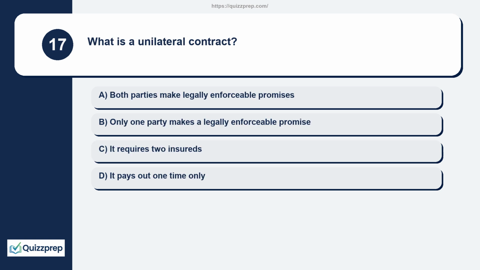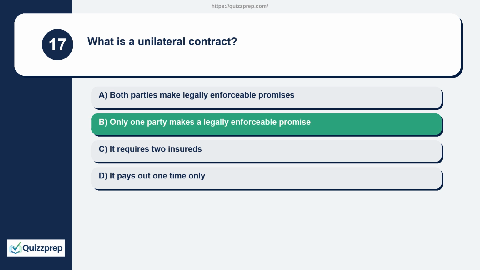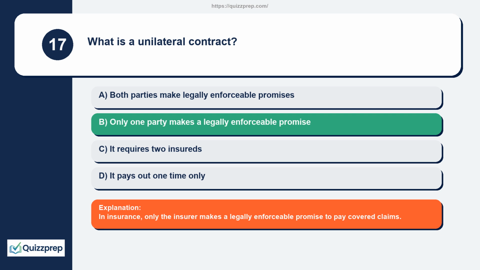Question 17. What is a unilateral contract? Both parties make legally enforceable promises. Only one party makes a legally enforceable promise. It requires two insureds. It pays out one time only. In insurance, only the insurer makes a legally enforceable promise to pay covered claims.